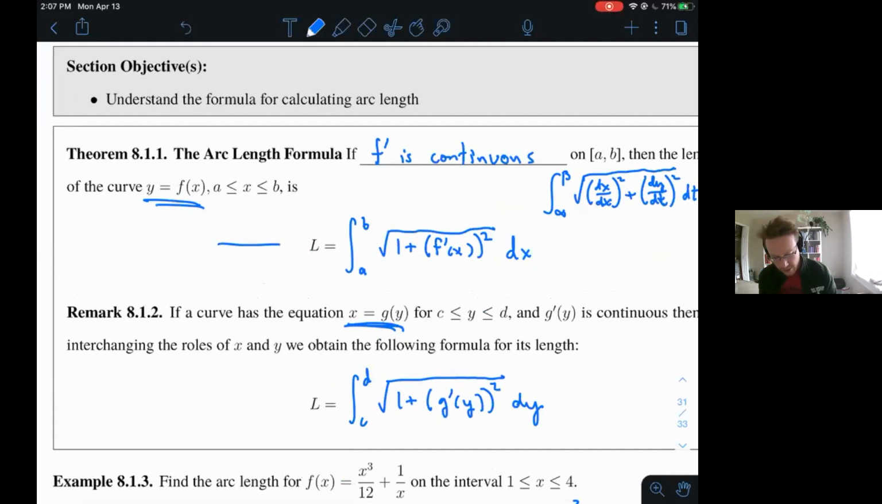You can do this with respect to x, or you can do it with respect to y. Essentially, just exchange your x's for y's, and the claim is that it works out fine. This is very similar to when we were integrating between curves. We can integrate with respect to x, we can integrate with respect to y. Both seem to work out just fine.